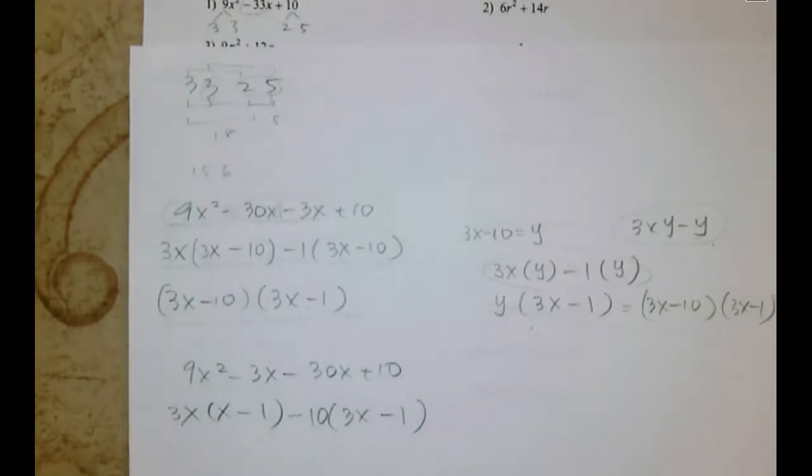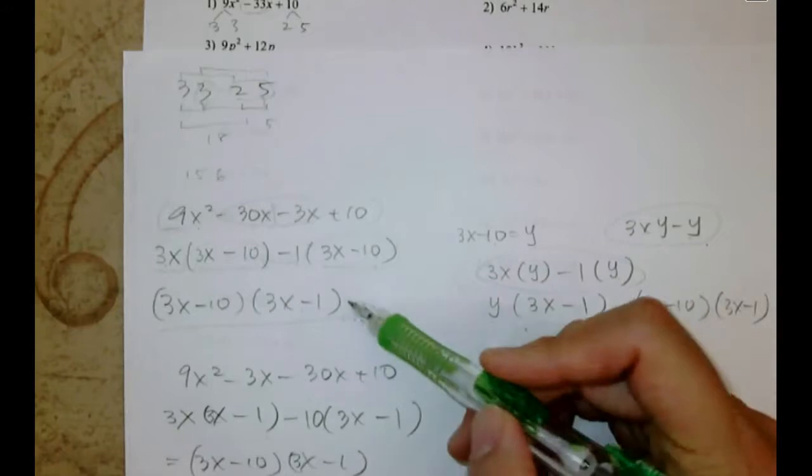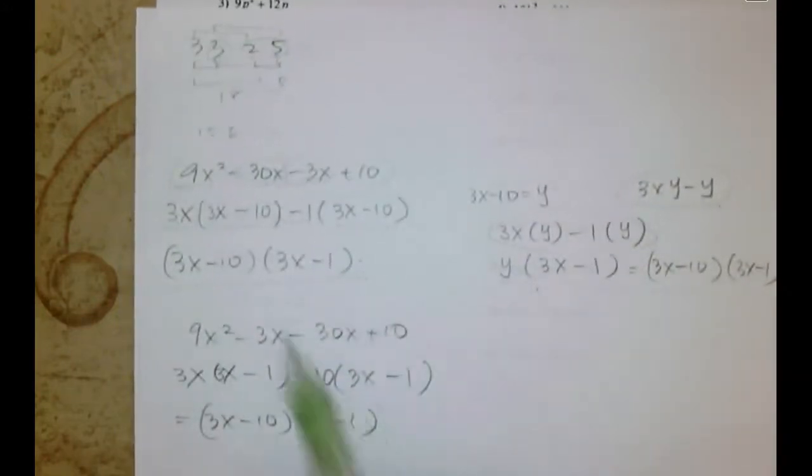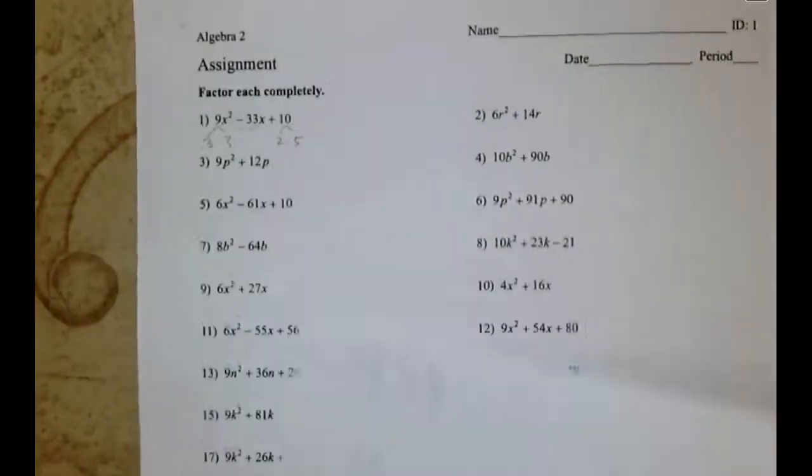Right? The minus 10 times 3x is minus 30x, and the minus 10 times minus 1 is plus 10. So now what's left is here. So 3x minus 10 and 3x minus 1. This is 3x, that's why. The 9x squared, 3x and 3x, 9x squared. So 3x minus 1, 3x minus 1, that's what's left. And it's the same as this. See? So it didn't matter what order you put it in, you can still get there. Okay, so that was 1. Okay, number 2.